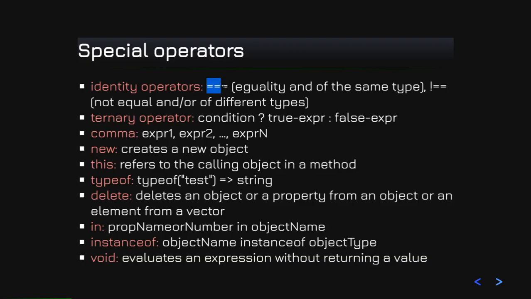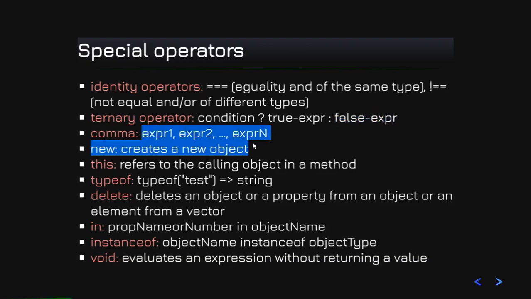But if you compare it with this identity operator, which means equality and of the same type, then true is different than 1. So two equal signs is the equality operator, even if the parameters have different types, and three equal signs is the equality plus having the same type operator. And this is the negation of this one, meaning either the parameters are not equal, or they are equal but they have different types. Then we have the ternary operator, which evaluates this condition and returns this result if the condition is true, or returns this one if the condition is false.